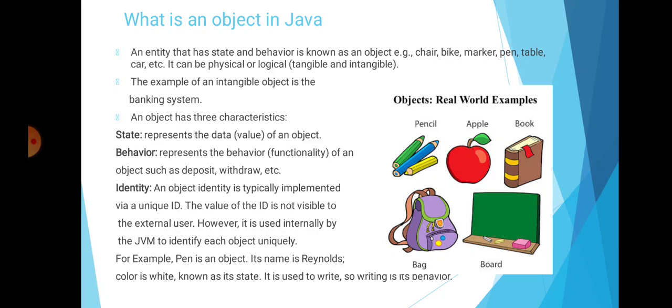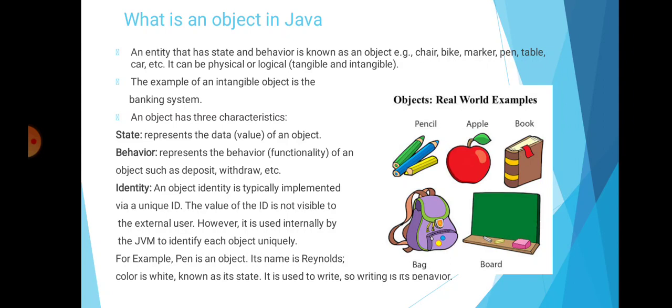State represents the data or value of an object. Behavior represents the functionality of an object, such as deposit, withdraw, etc. Identity is typically implemented via a unique ID. The value of the ID is not visible to the external user. However, it is used internally by the JVM, Java Virtual Machine, to identify each object uniquely.